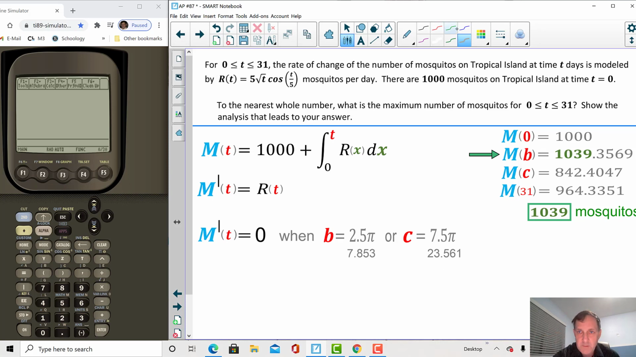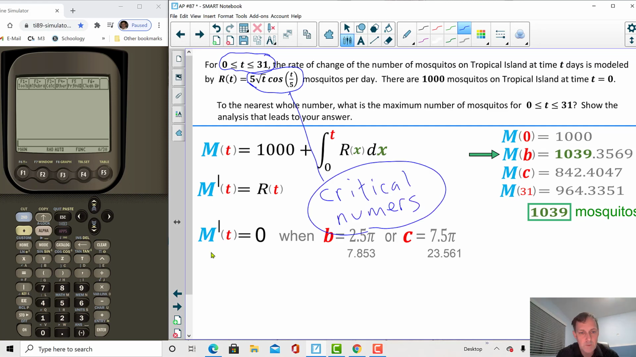I also want to point out that there's a cosine function in here. So that's a periodic function, and a lot of times that will give you an infinite number of solutions. So we just want to look from 0 to 31. We want to see, where does this rate equal 0, or where is that rate undefined.